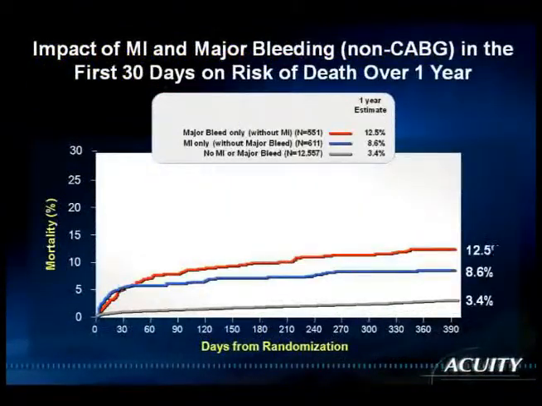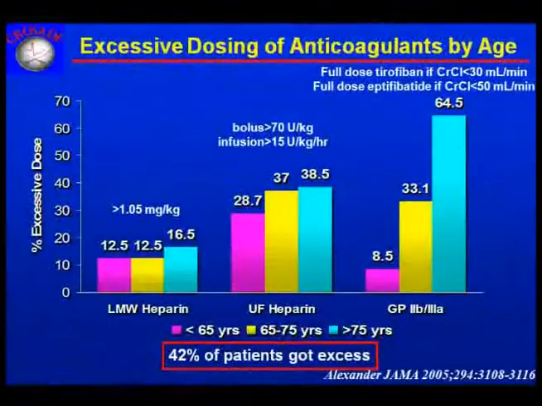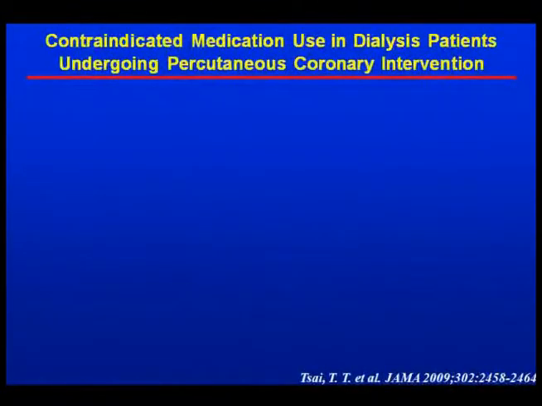Just wanted to mention that I added a couple of slides. These will be on the website. We tend to overdose patients with these drugs, and that results in bleeding. And the slides I showed you show that bleeding leads to death. And so this is the definition of overdosing in this paper in JAMA: low molecular weight heparin more than 1 milligram per kilogram, heparin more than 70 units per kilo, and then tirofiban and eptifibatide. And you can see here that we do especially poorly in older patients, overdosing them with these drugs.